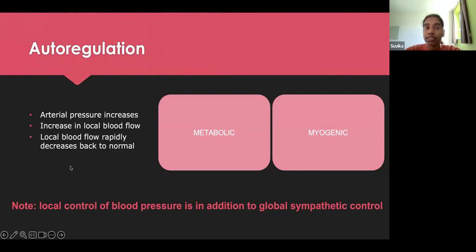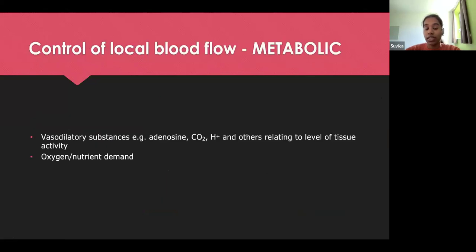Main thing to note is that you've got, in the background, global sympathetic control that we just talked about. These two are acting locally at the tissue or wherever it's acting. Okay, so it's on top of that global sympathetic control. So the two types we've got is metabolic and myogenic. Let's start off with metabolic.